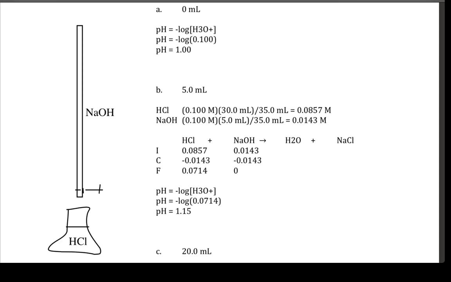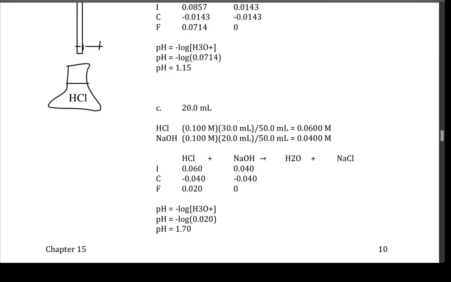And so we do the subtraction. We get NaOH, the amount of it is 0, but the amount of HCl is 0.0714. So we take the negative log of that and we calculate that the pH is now 1.15. So it's gone up a little bit from part A by the addition of basic NaOH.